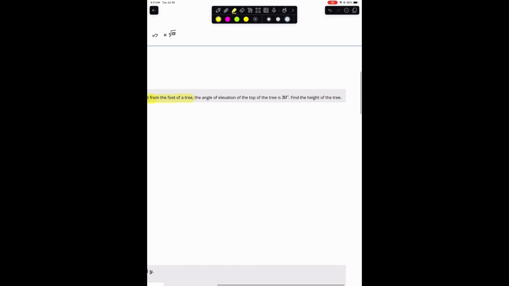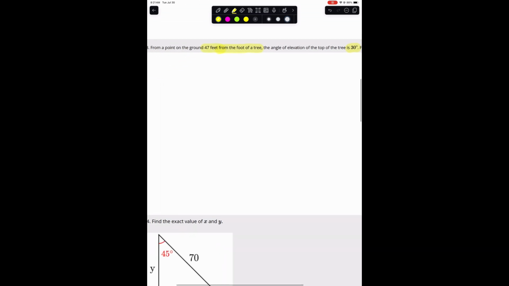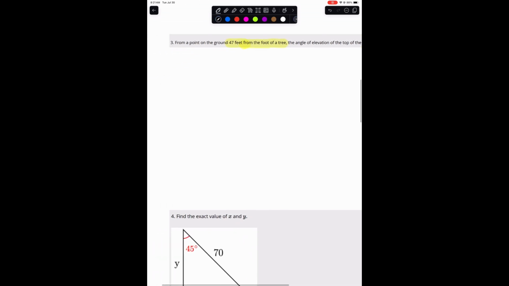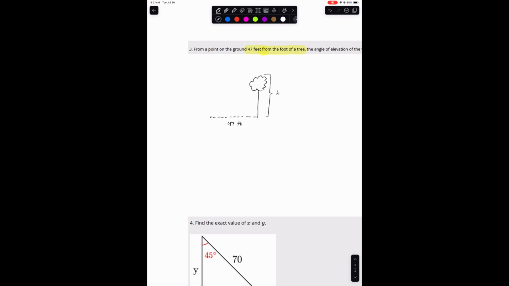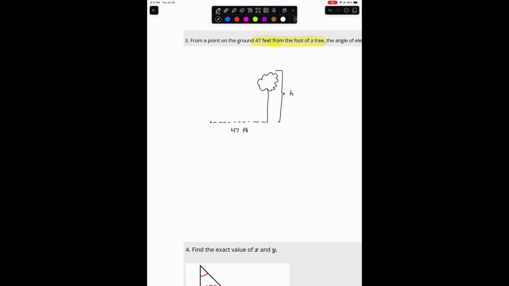tree. And the angle of elevation is 30 degrees, and we need to find the height of the tree. This means that when we have our tree, a happy little tree, we have some point away, and we're told that it is 47 feet away. We need to find the height of this tree, and call it h, and the angle of elevation is 30. The angle of elevation means when you start from the ground, you start from the ground and then you go up 30 degrees, like this.